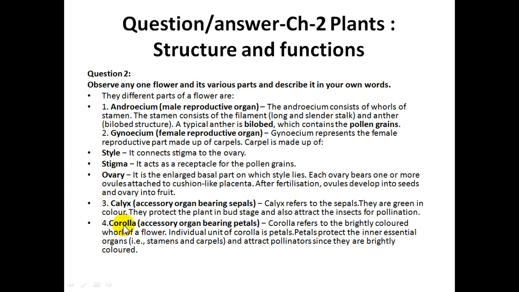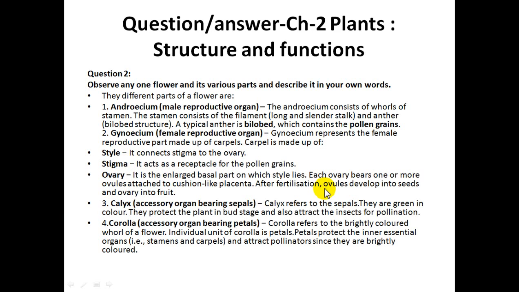calyx and corolla. Okay, so other than the male part, all the parts are considered as the female part. Even the calyx and corolla too are considered as the female part, but style, stigma, and ovary are the main female parts. Calyx and corolla. Okay, so first style, it connects stigma to the ovary.